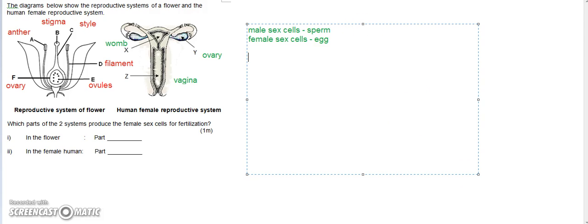Whereas in the flowering plant, the male sex cells is carried by the anther. By the pollen. So the anther is where the pollen is stored. The pollen is stored in the anther. And the female sex cells is actually the ovules, which is found in the ovary of the flower. So hence you have your answer.